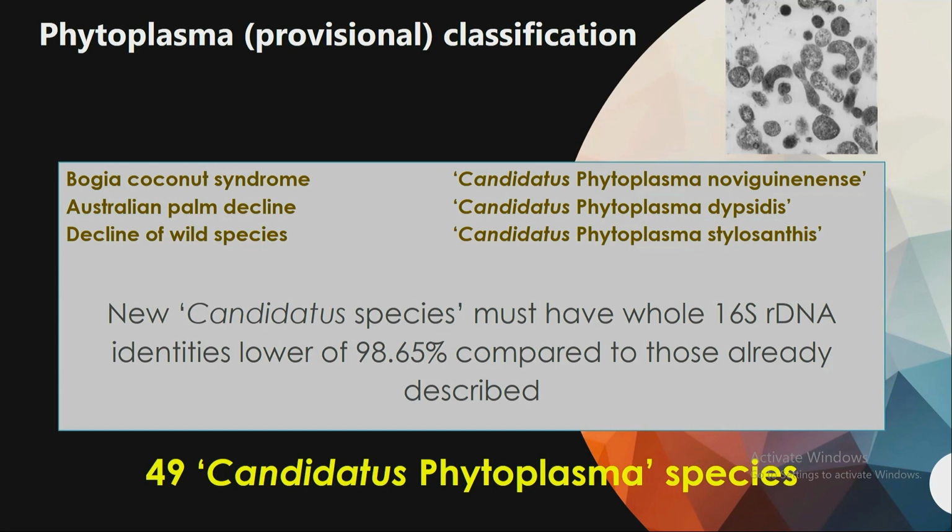Now we changed the threshold. Before it was 97.5, now it is 98.65. This is not from our imagination, it is the threshold used in general for bacteriology. And then the other rule that is maybe not very clear here is instead of using at least 1200 nucleotide, we ask to use the whole 16S gene. Now it's not so difficult.